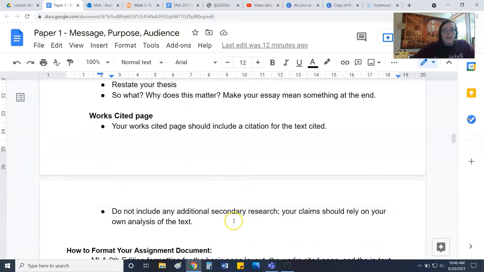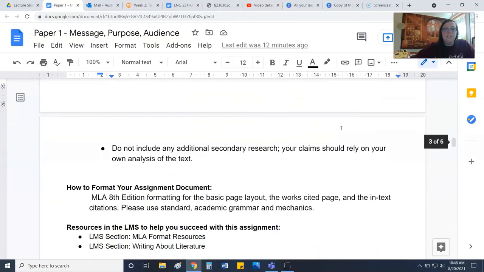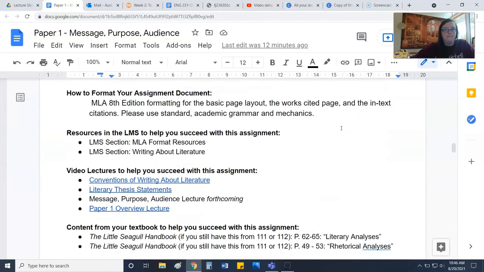You should have a works cited page. The only citation I should see on your works cited page is the citation for the text that you analyzed within our textbook. As far as I can think or predict, there should not be any additional citations that you should have. Format this in MLA 8th edition.